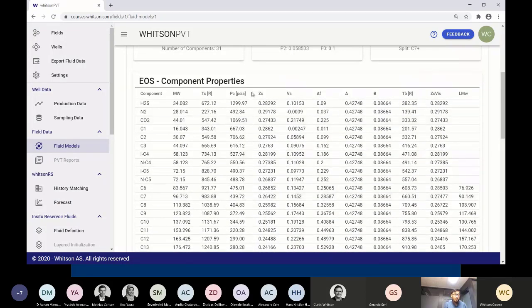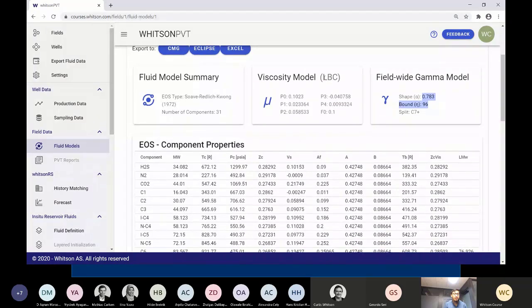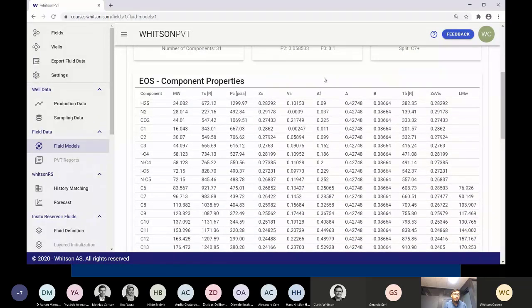So now what is missing in this table that we are not familiar with is the volume shift. That's something we will discuss now. The ZC, or critical Z widths, these are used for the viscosity model, and that's our LBC. So that's something we will also discuss today, hopefully.